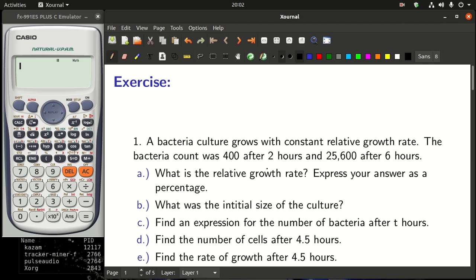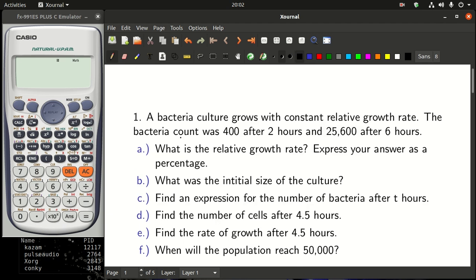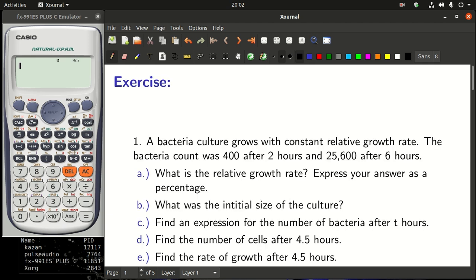Sometimes you find someone panicking when they're actually seeing exercises such as this one. Let's say you have a bacteria culture that is growing with a constant relative growth rate, and the bacteria count was 400 after 2 hours, and it was 225,600 after 6 hours. Now, the question is, what is the relative growth rate? Express your answer as a percentage.